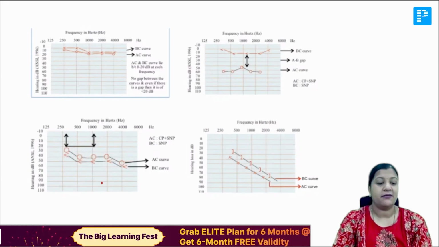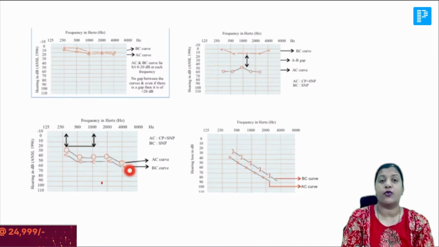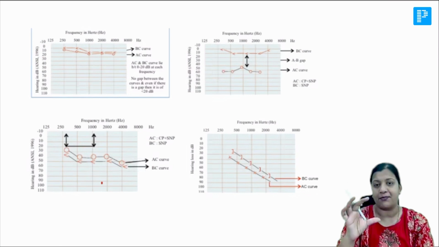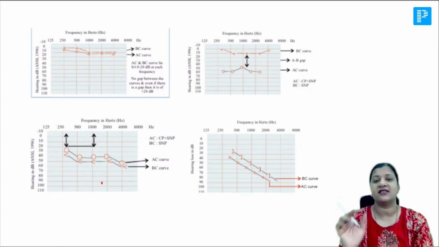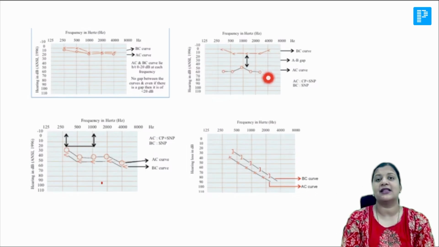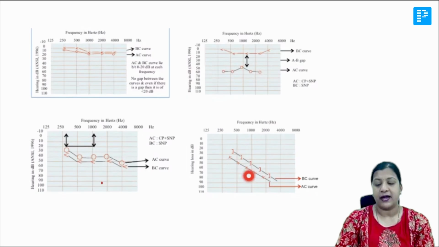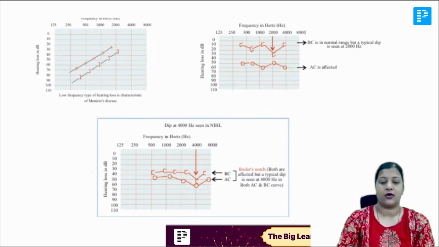In mixed hearing loss, you will see that AC and BC are both abnormal with an air-bone gap. Correct? If there is an air-bone gap present, then we say that it is mixed: AC, BC both abnormal with the air-bone gap. But if BC is in the normal range and AC is in the abnormal range, then we say that it is conductive. Got it? In presbycusis, there is a downsloping type of hearing loss.